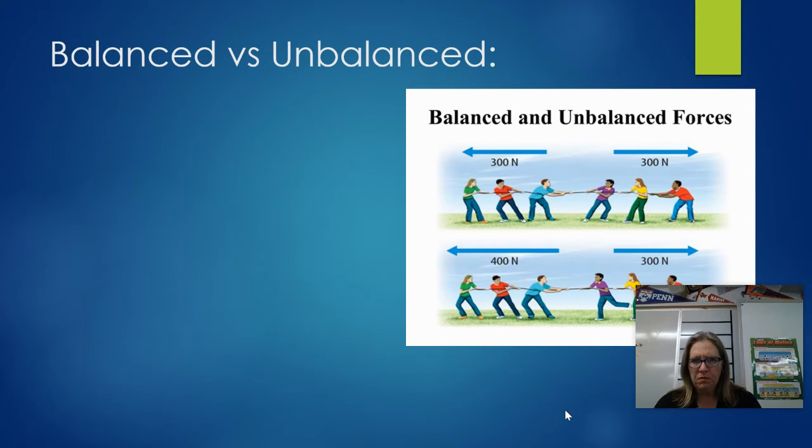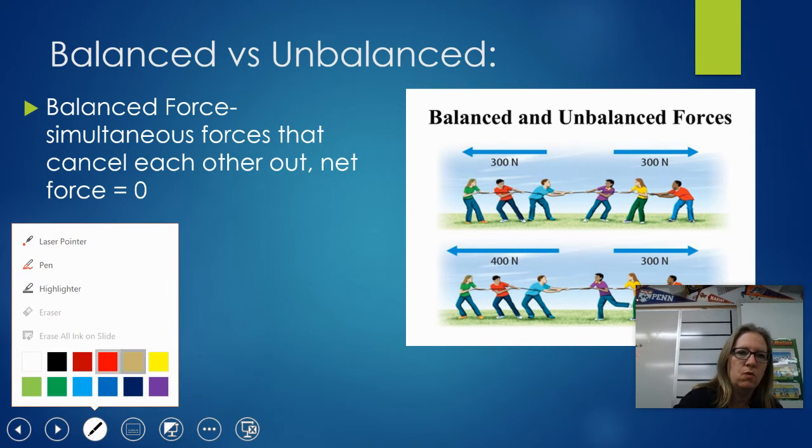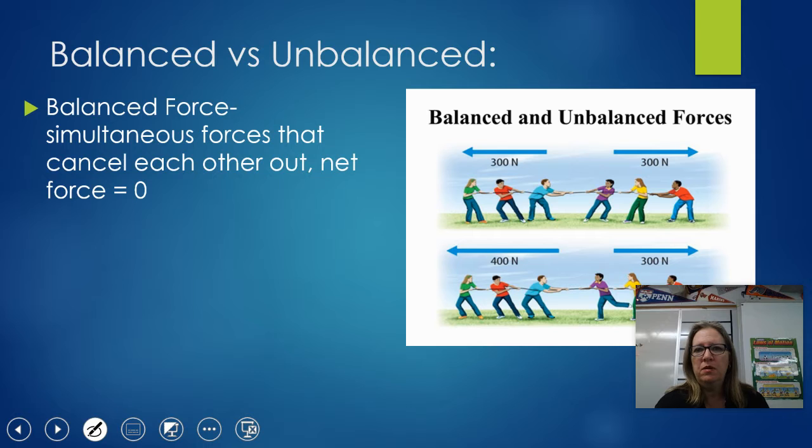All right, let's talk about balanced versus unbalanced forces. Basically, if a force is balanced, there's not going to be movement. The net force is zero. They cancel each other out. So if you look at this top scenario here with our tug of war, we've got this group pulling in this direction with a force of 300 newtons, that group pulling in the opposite direction with the same amount of force. That rope's not going anywhere. It's perfectly balanced, okay? You have something hanging here and it's not going to be moving.